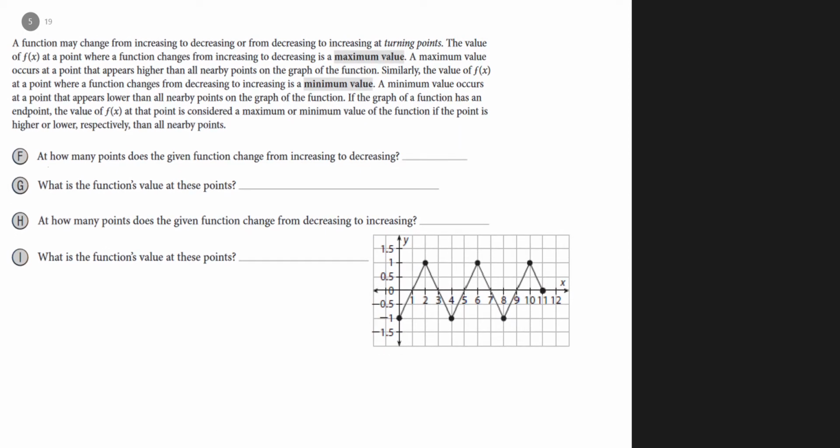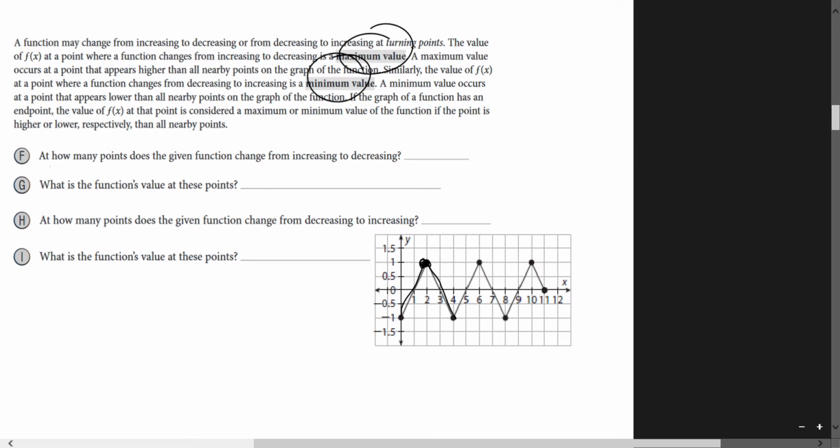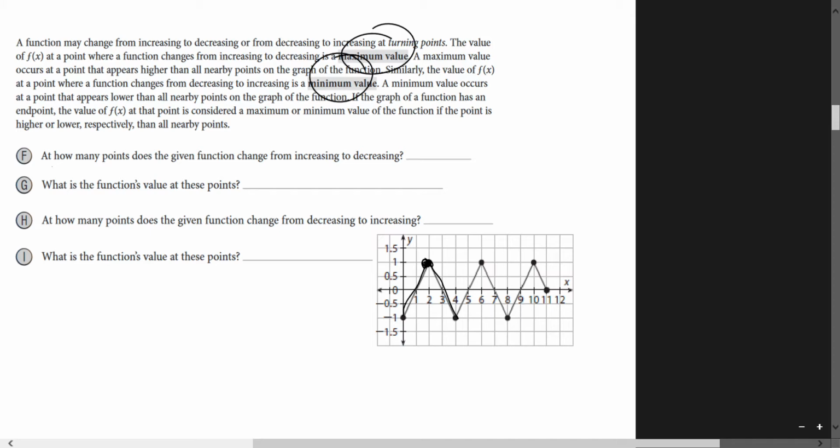We also talk about turning points. Turning points are where we switch from positive slope to negative slope, or negative slope to positive slope, and those happen at the maximum and minimum values. Up here would be a maximum. It's changing from positive slope, going up, and now it switches to going negative. That means this is a maximum. So how many points does the function change from increasing to decreasing? Here it's increasing, now it's decreasing, that's 1 spot. Increasing, decreasing, 2 spots. Increasing to decreasing, 3 spots. And what's the function's value at those points? The value of the function, that's the y value, is 1.